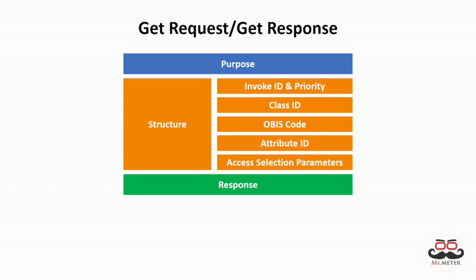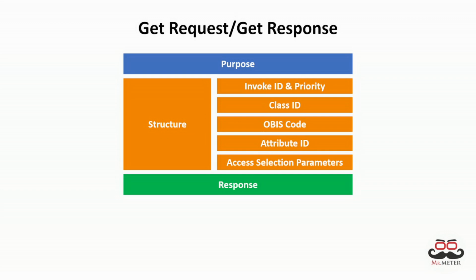The access selection parameters, as we said before, become important when we want to call an object where the data in the buffer is different. For example, in the load profile, you want to have the last day's data or the whole data buffer.